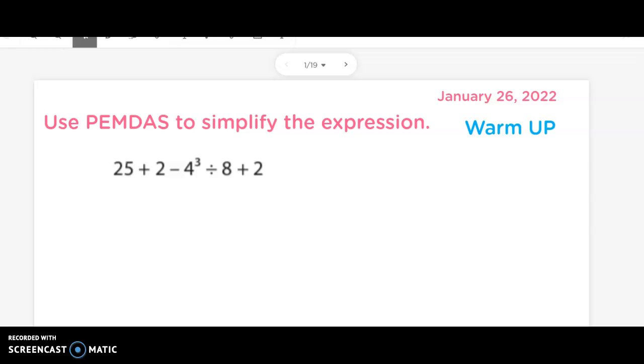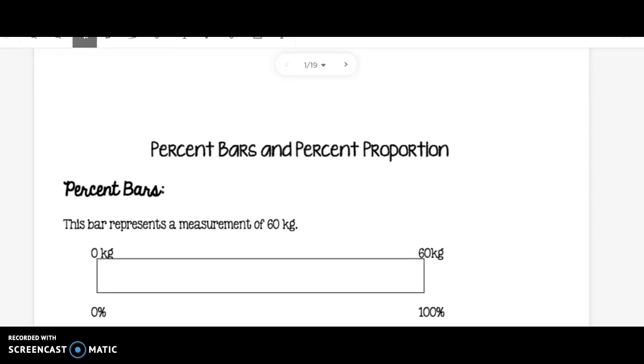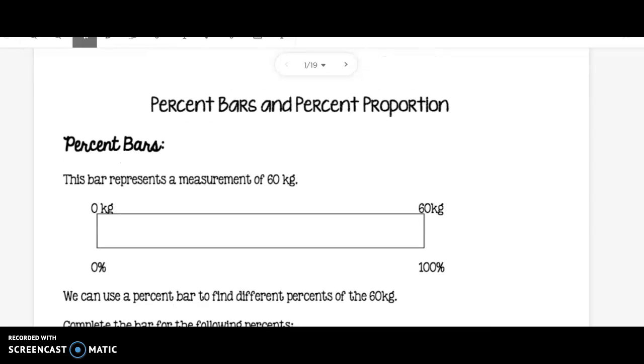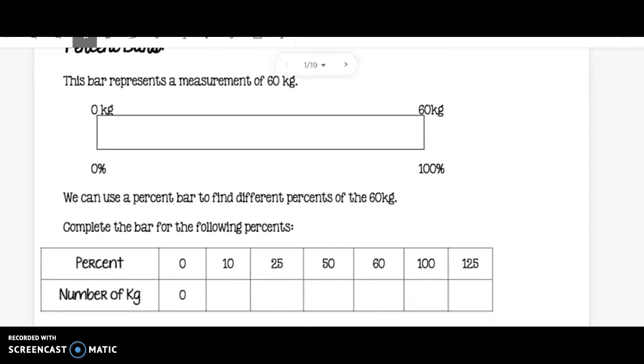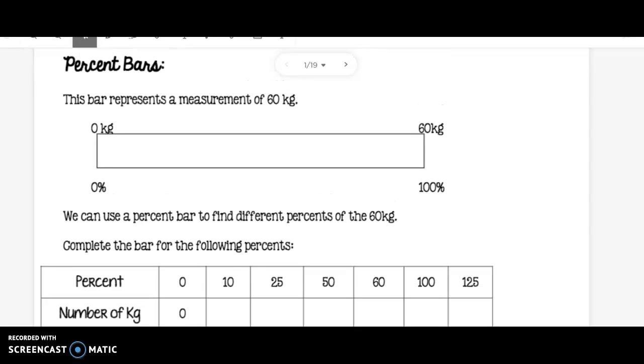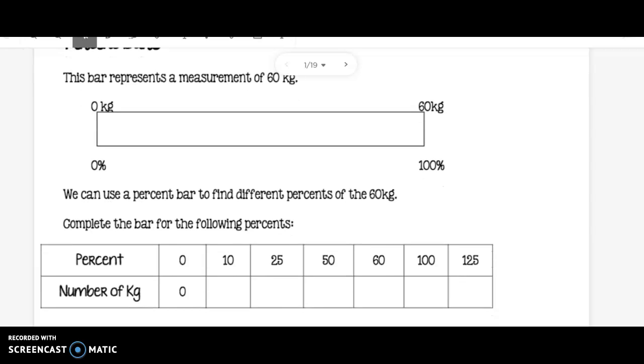Hey everyone, today we are going to continue with percents, but we're going to do something different. We're going to model percents using a percent bar. Okay, so this is kind of cool. It can make solving percent problems easy, but occasionally you'll run into a problem where it's just easier to do the proportion to solve it instead of this.